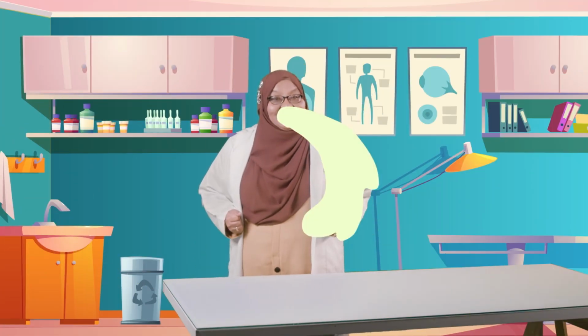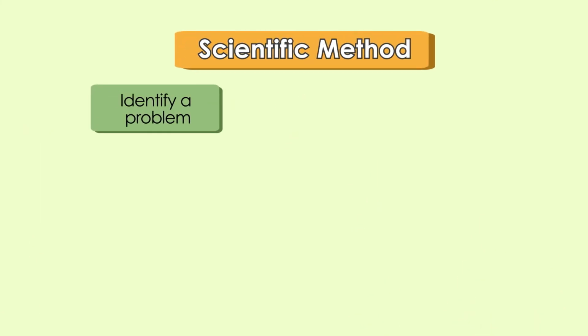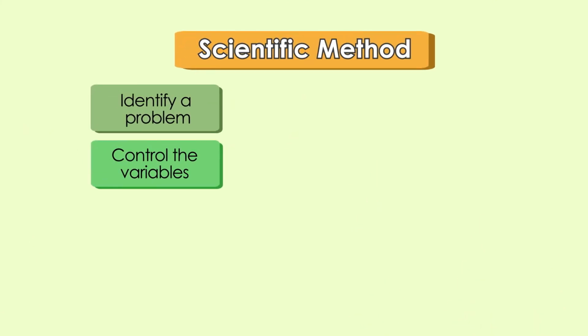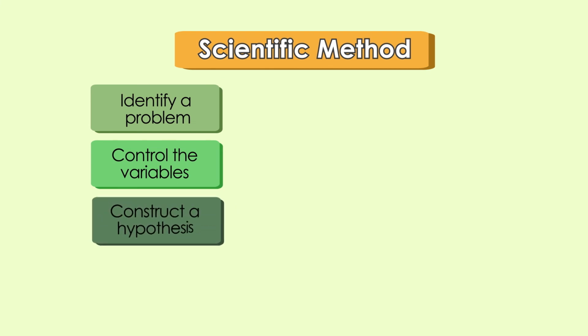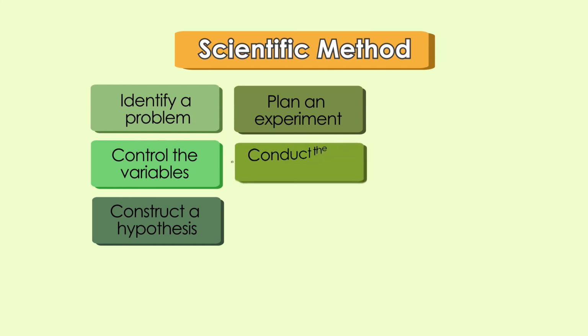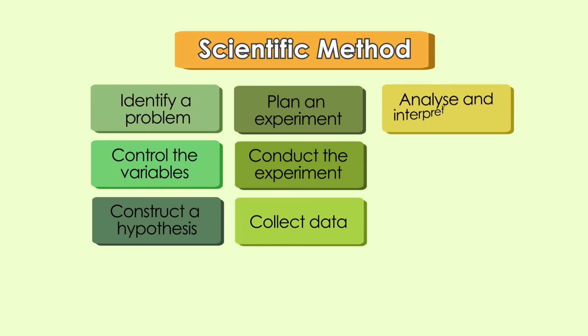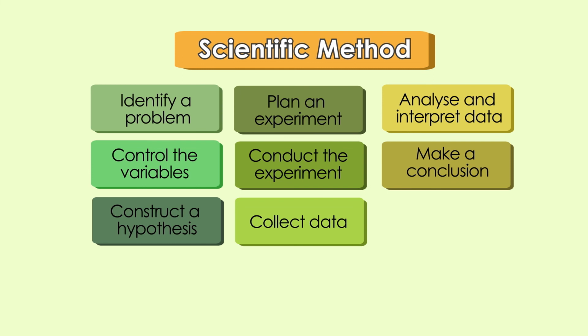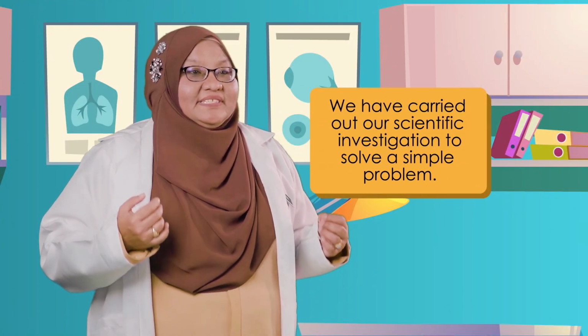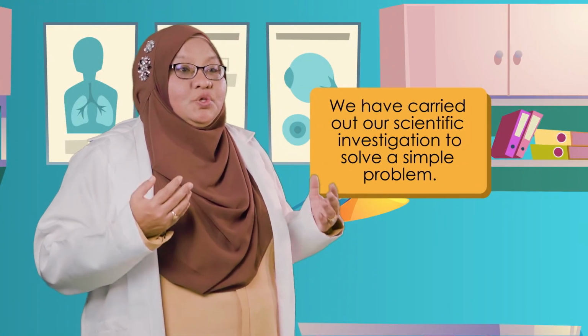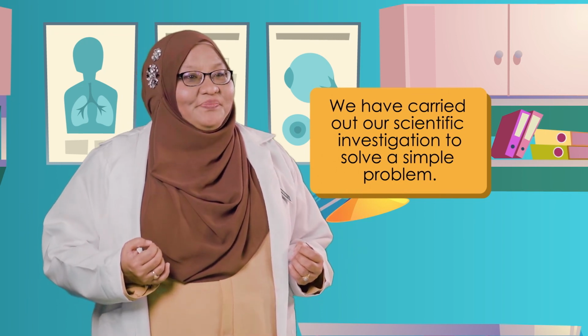The scientific method involves identify a problem, control the variables, construct a hypothesis, plan an experiment, conduct the experiment, collect data, analyze and interpret data, make a conclusion, write a report. And lastly, we have carried out our scientific investigation to solve a simple problem.